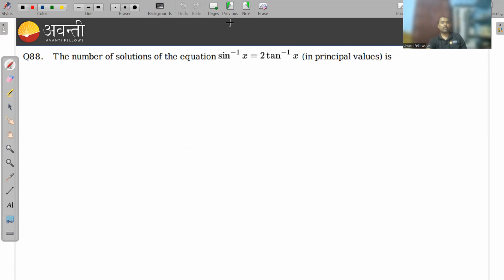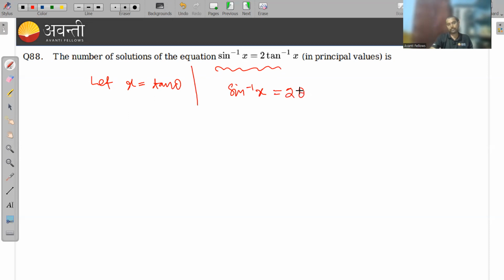Question number 88: the number of solutions of the equation sine inverse of x is equal to 2 tan inverse of x in principal values. You need to find the number of solutions. The question came from inverse trigonometric functions. I'm taking x is equal to tan theta. Then tan inverse of x will be theta, so the right hand side becomes 2 theta, and sine inverse of x becomes 2 theta.